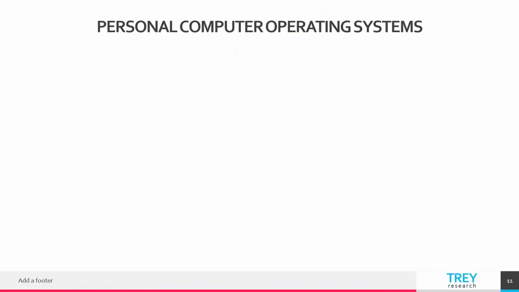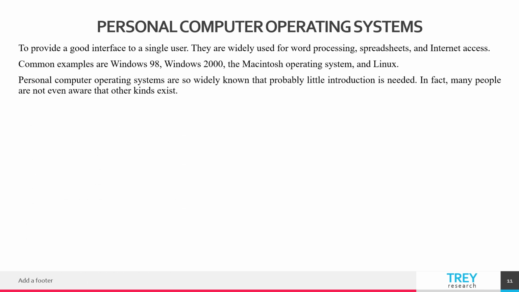We go to personal computer operating systems. As the name suggests, these are personal. For example, they provide a good interface to a single user, so they are widely used for word processing. We all know what word processing, spreadsheets, and internet access are. Word processing and spreadsheets mostly come as a package in Microsoft Office. We've got different versions: 2007, 2010, 2013, 2016, 2019, and this time there's even 2020, 2021 Microsoft Office. So it comes as a package.